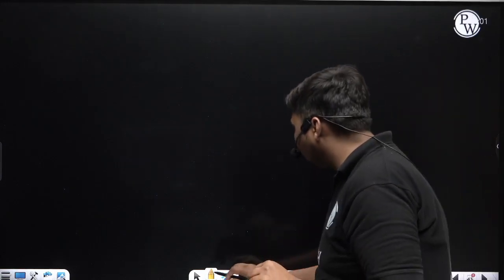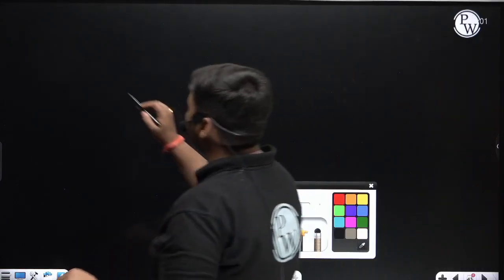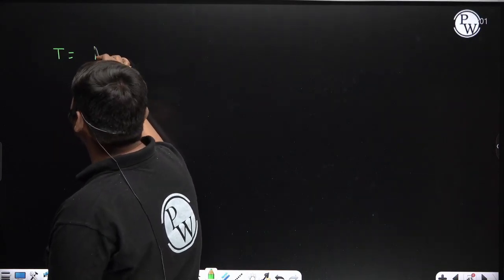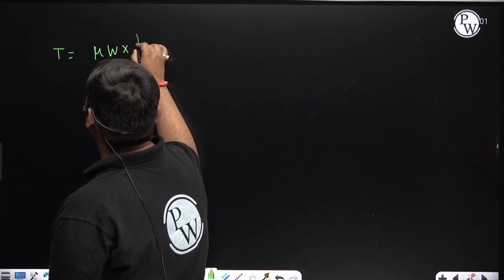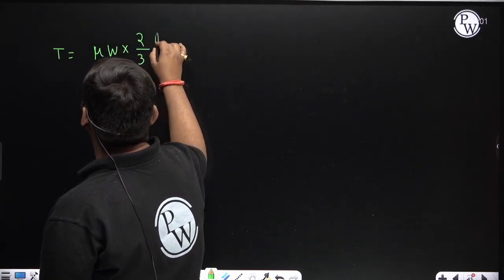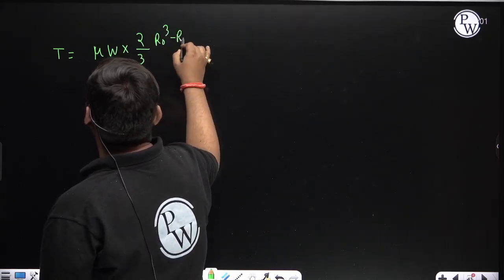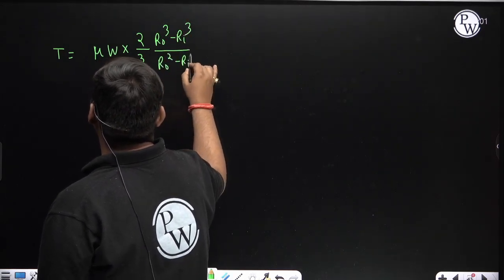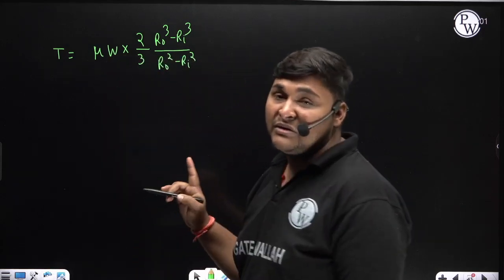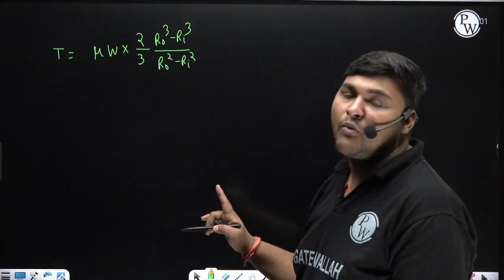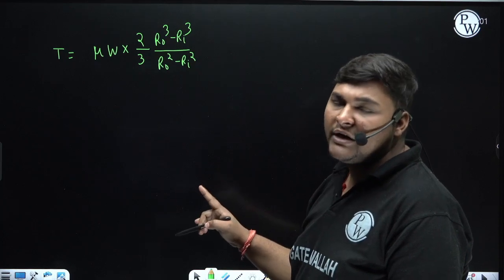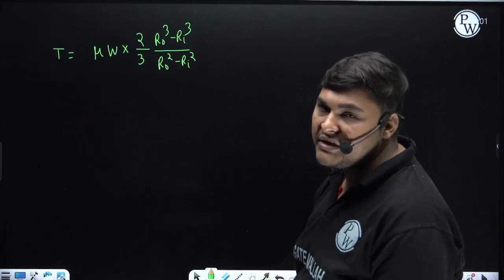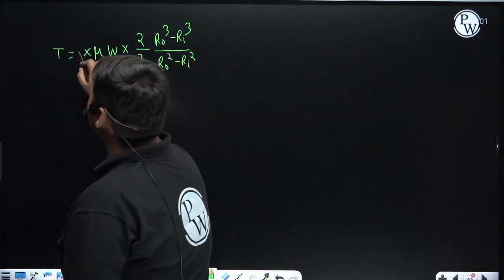Now we have to calculate the outer radius. The torque transmitted we have calculated. Now what is the expression to calculate torque transmitted? The expression is by the uniform pressure theory: mu W into mean radius, and by the uniform pressure theory the mean radius is 2 by 3 into R naught cube minus Ri cube upon R naught square minus Ri square. Now here, this is the expression of torque for one pair of contacting surface. So to calculate the total torque transmitted, we need to multiply this expression by the number of pairs of contacting surface, which I am denoting as small n.